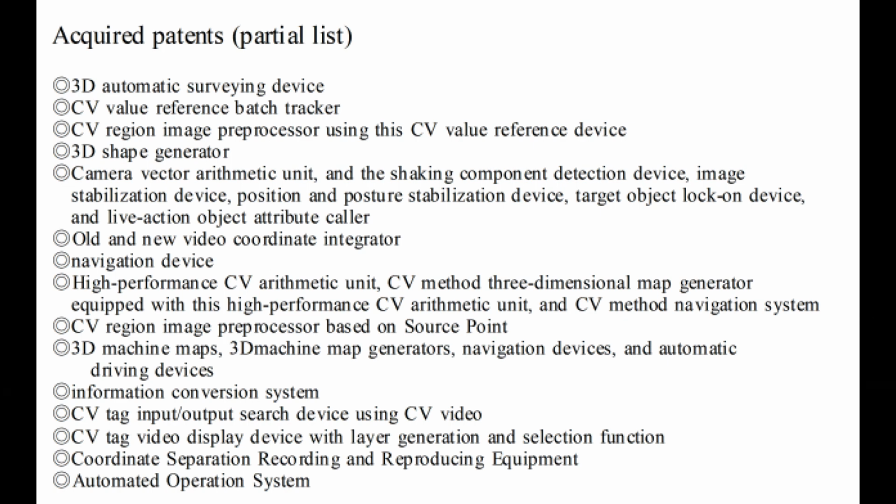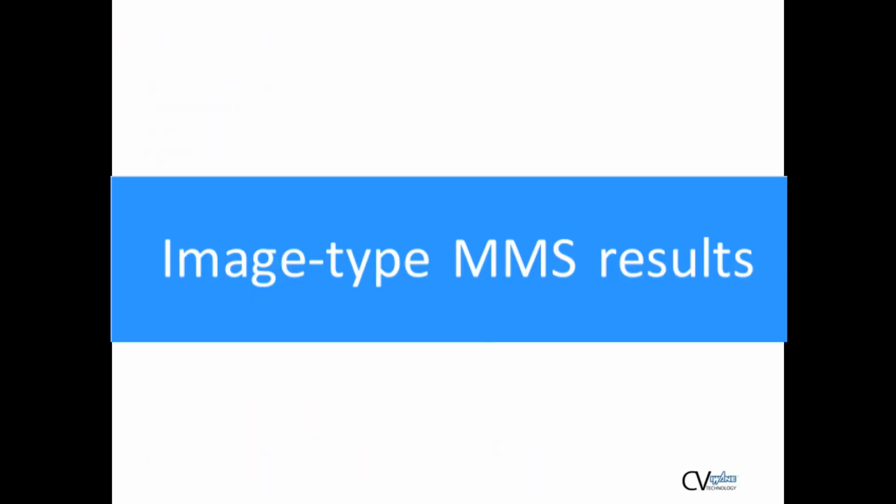Patents cover a wide range of fields from the basics to applications, such as 3D spatial recognition, high-precision 3D maps, self-localization, automatic driving, automatic recognition and positioning. From this, you could see that CV technology can become a global platform as a purely domestic technology. From now, we present the main results of the Mobile Mapping System, MMS, using images along a timeline.